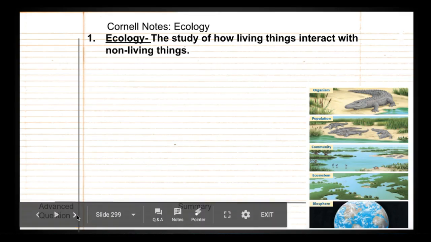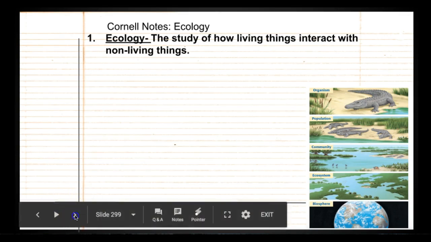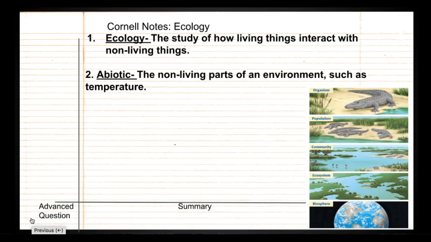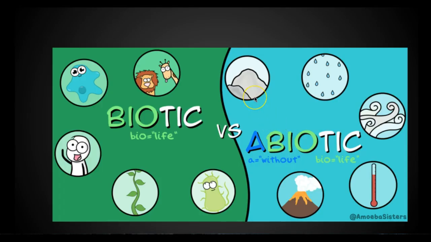Once you have your question for one, pause the video if it's going too fast, and then catch up, and then move on to two. Okay, moving on to two. So when you talk about ecology, there's going to be abiotic and biotic factors. An abiotic factor is the non-living parts of the environment, such as the temperature of the water or the air. So abiotic things are things that affect living creatures. For example, the amount of water in the environment, temperature, geologic activity.